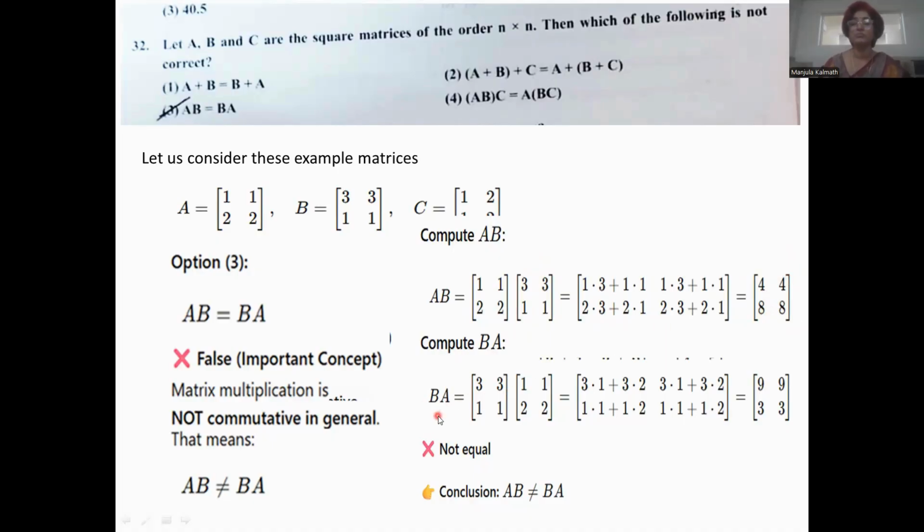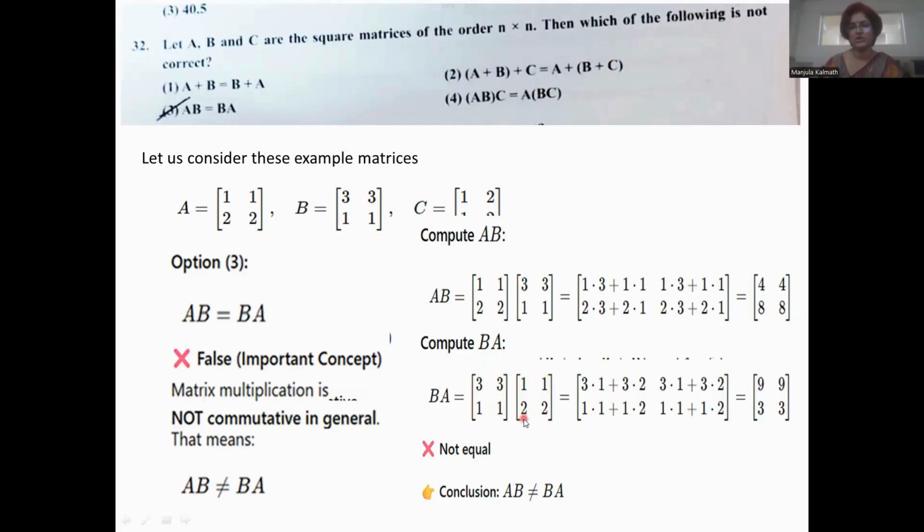Now we have to go for B into A. We'll take B as the first matrix, and A as the second. We are multiplying the second matrix with the first matrix. 3 into 1, 3 into 2, that is 3 plus 6. 6 plus 3 is nothing but a 9. Again, we have the first row, second column, 3 into 1, 3 into 2, 9.